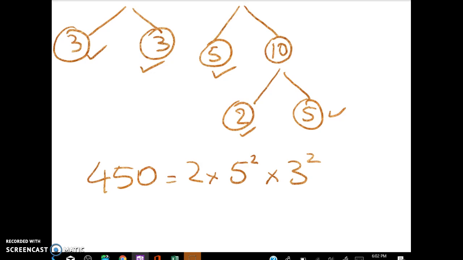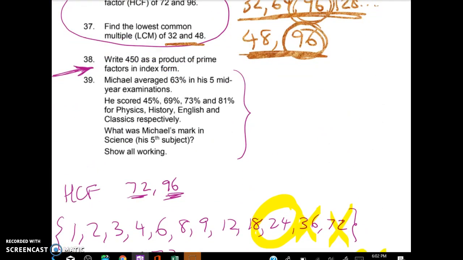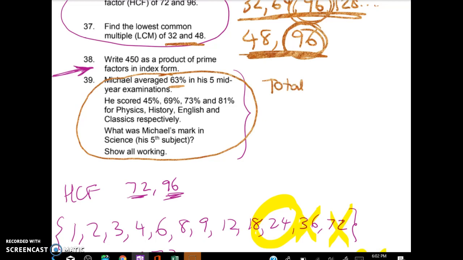Right, one more to do, this weird one about the average. Now we haven't actually done this in class, but I think most of you who are watching this understand what an average is. Michael averaged 63% in his 5 mid-year exams. So that means his total must have been 63 times 5, which was 315 marks. Okay, that's what an average is. And he scored these things: physics, history, English, and classics. He must have been a year 13. He scored those scores. So what was his mark in the 5th subject?